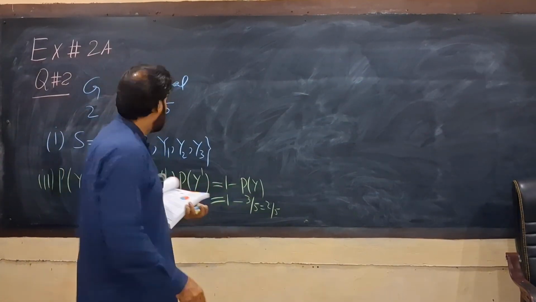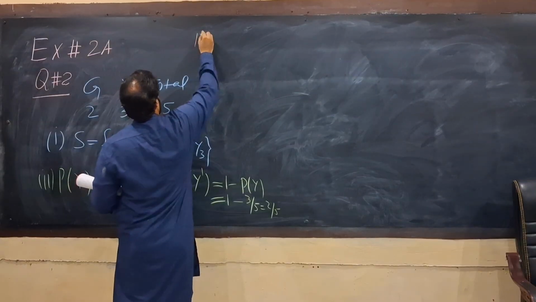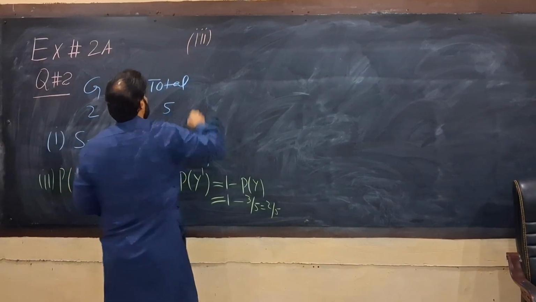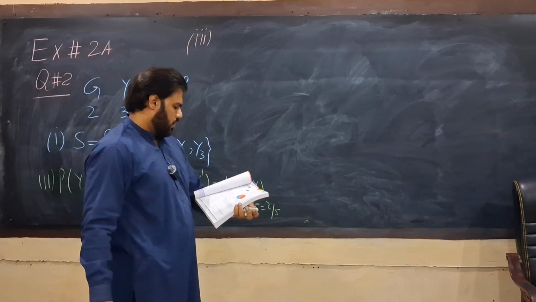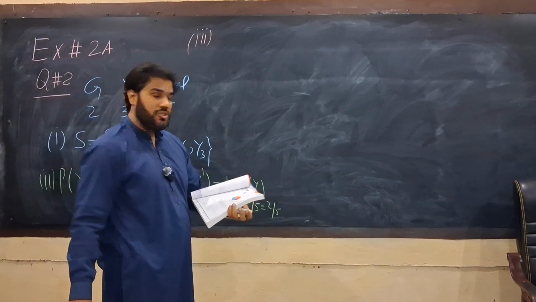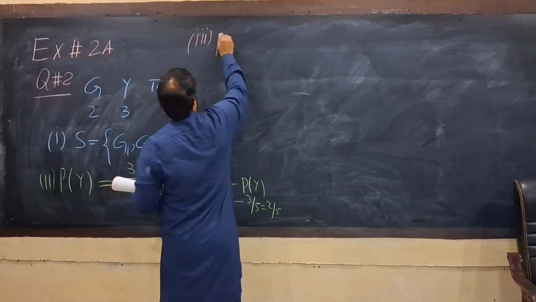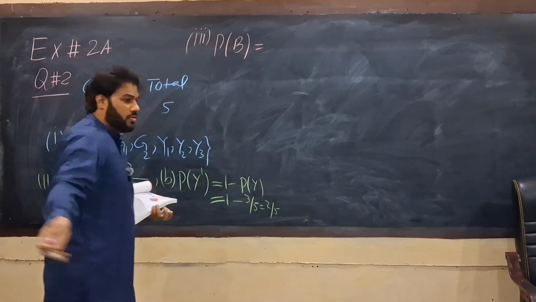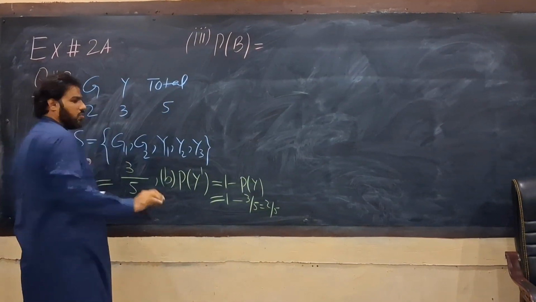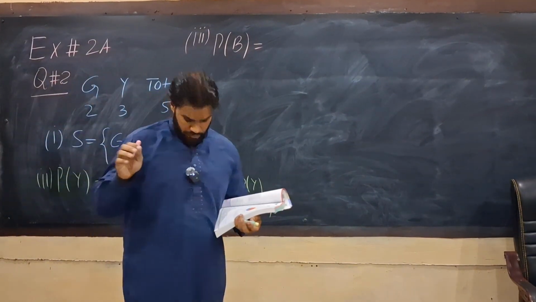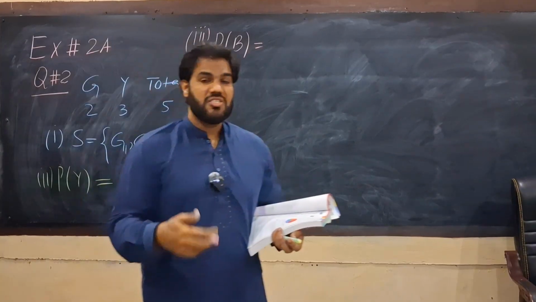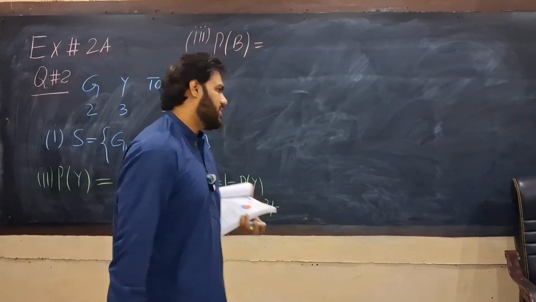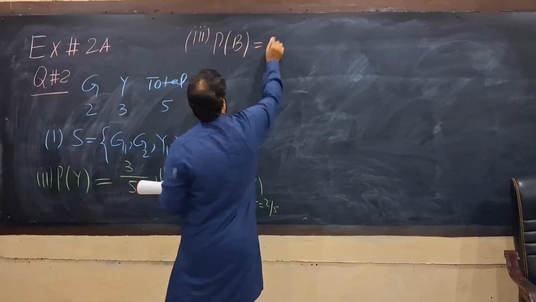Third part: you have to find the probability that the marble drawn is black. Probability of black marble. You can notice that there is no black marble here. There are only 2 colors of marbles, green and yellow. It means this is an impossible event. So that's why the probability of a black marble is 0.